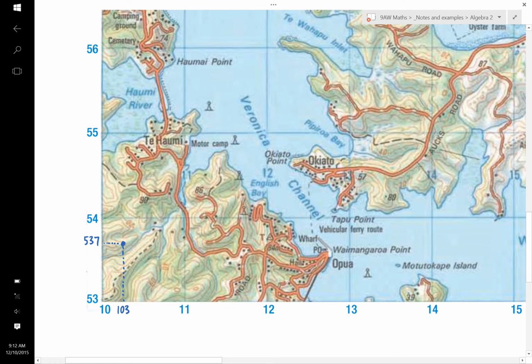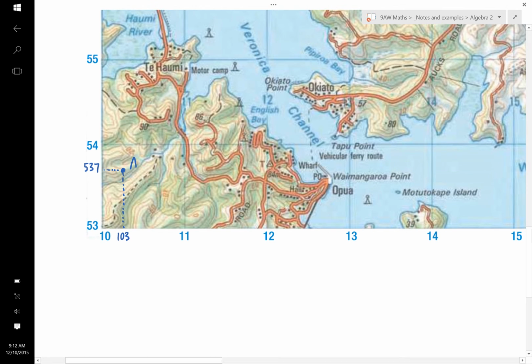Once you've got your point there, say if we called that point A, we'd give that coordinates, and we'd write the x coordinate first, which is 103, and then we'd write the y coordinate 537 straight after, and you end up with this 6-digit number. And that's called a map coordinate. So we're going to look at some examples and see if we can use these to illustrate this concept.